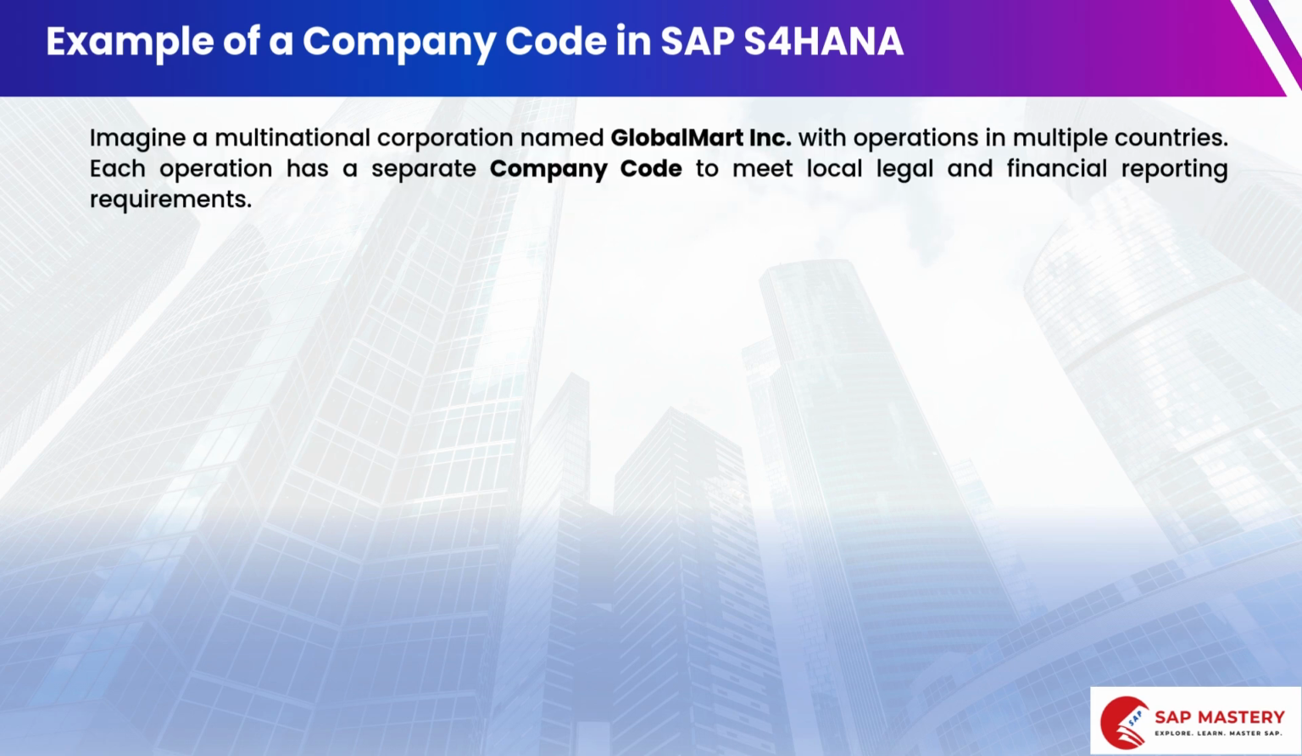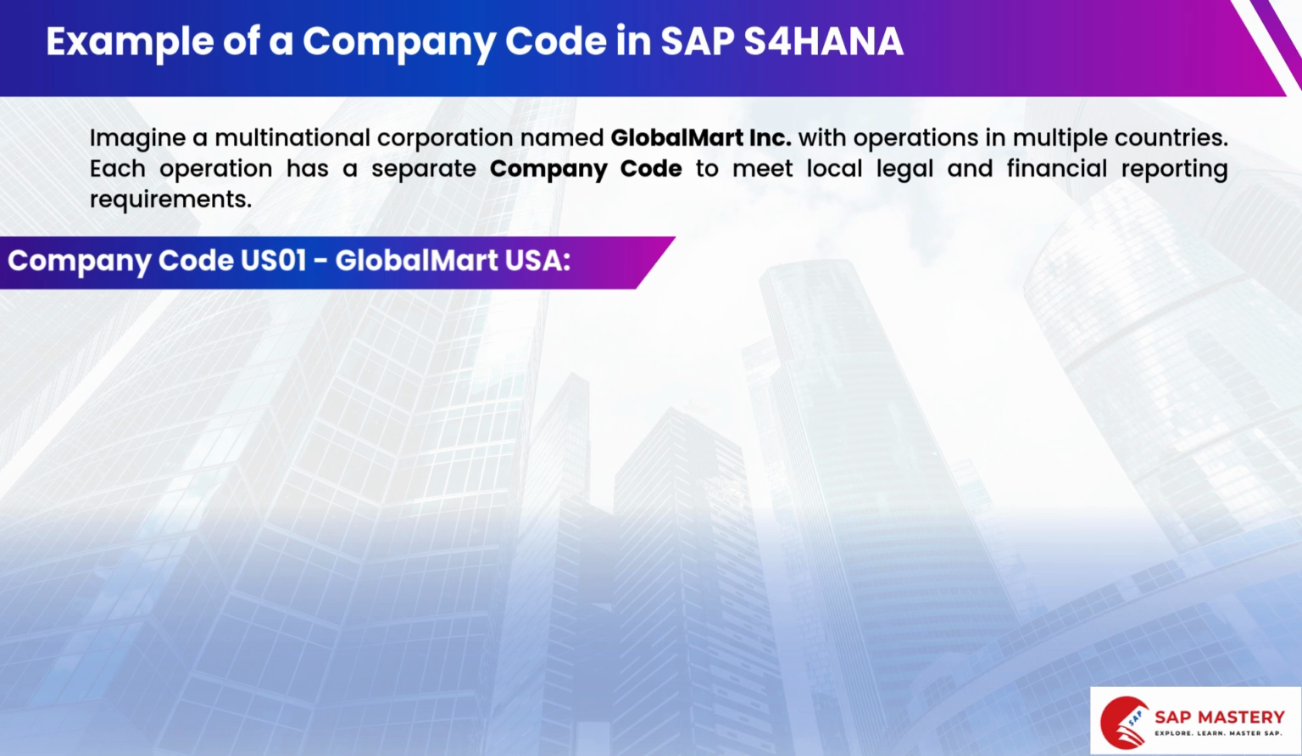Example of a company code in SAP S/4HANA. Imagine a multinational corporation named Global Mart Incorporation. With operations in multiple countries, each operation has a separate company code to meet local legal and financial reporting requirements. Company code US01, Global Mart USA.